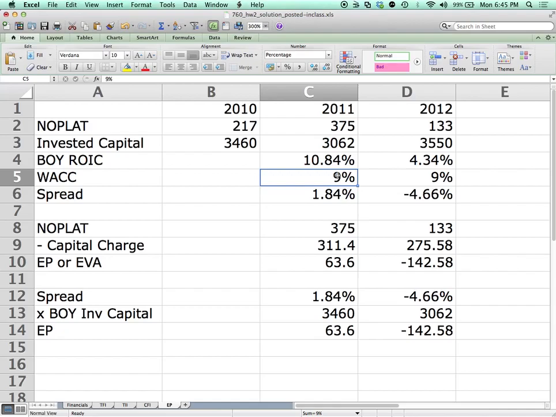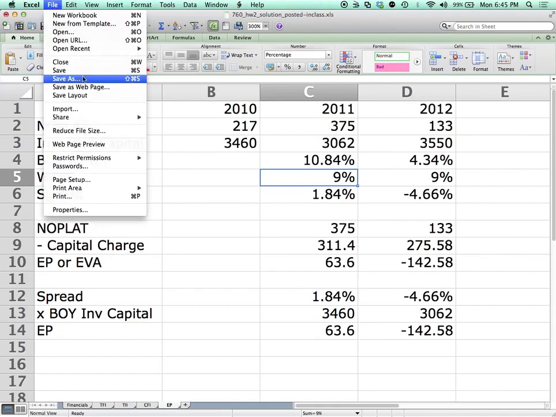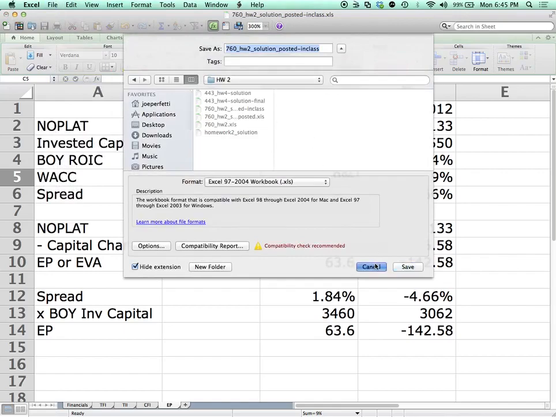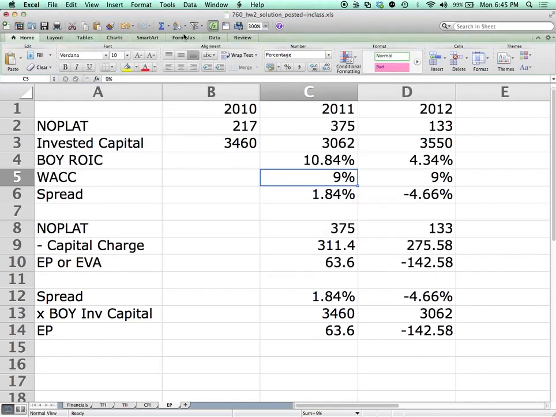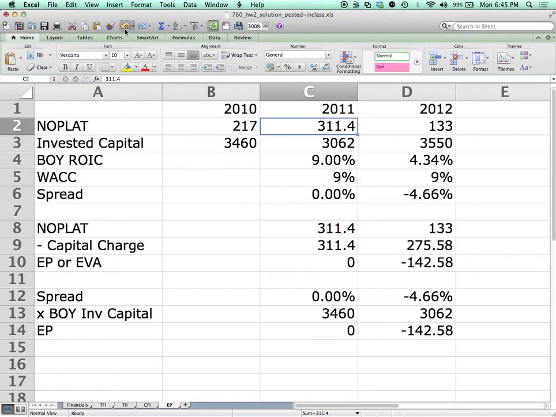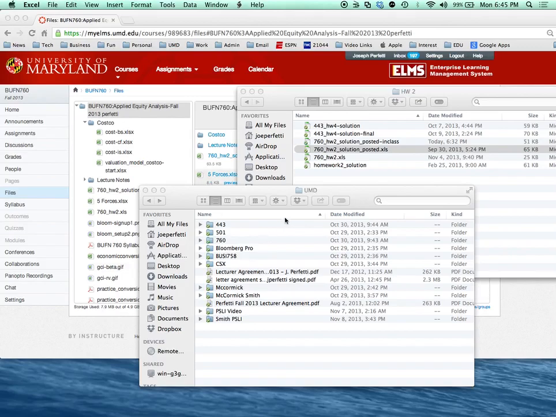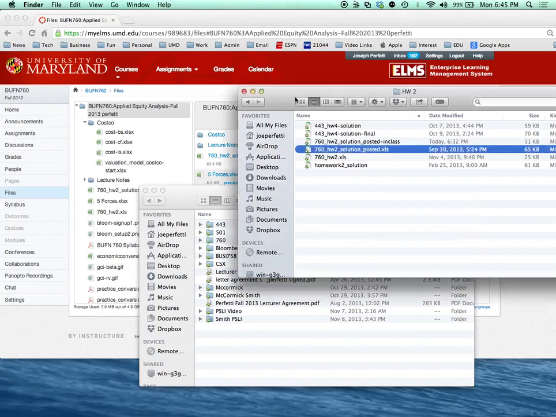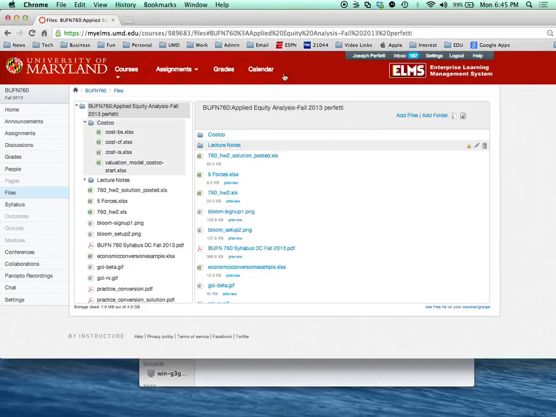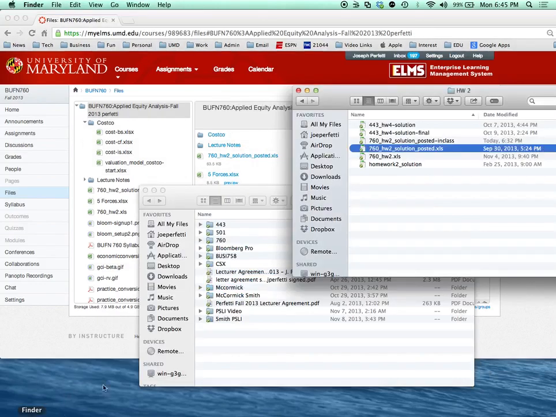Right. Questions about this? Hopefully pretty straightforward. Okay, so what I'll do is I will also save this. Let me undo what I just did so it matches the homework. And I will post this file to Canvas as well.